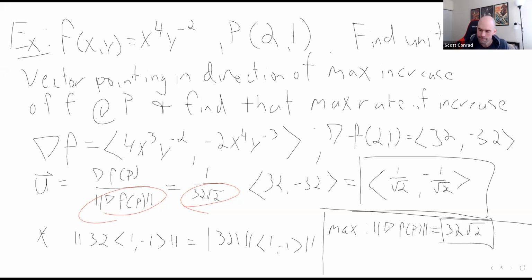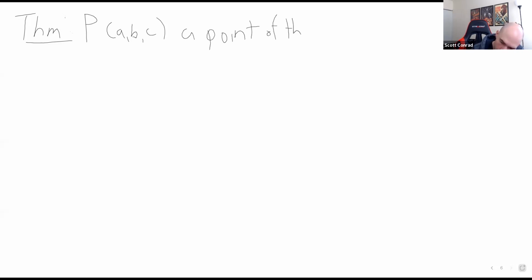All right. And then let's look at a tangent plane to a level surface. Let me just write this down as a theorem. So suppose the point P, so P is a point (a, b, c), is going to be a point on the level surface f of x, y, z equals k.